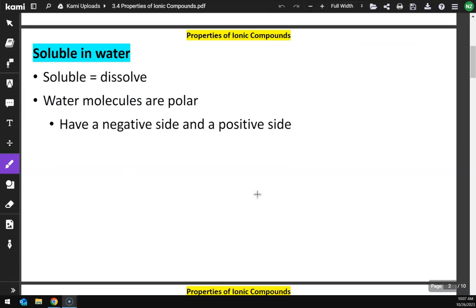The next property is that they are soluble in water. Soluble just means dissolve. Now, water molecules are polar, and if you think about the Earth, we have a north and south pole. They're different. So water molecules are polar, so they have a positive side and a negative side. So they are different sides.